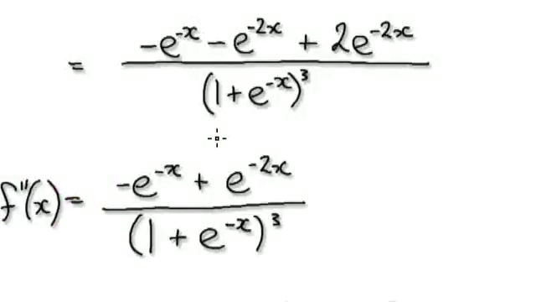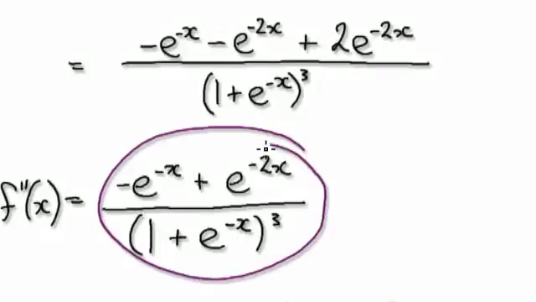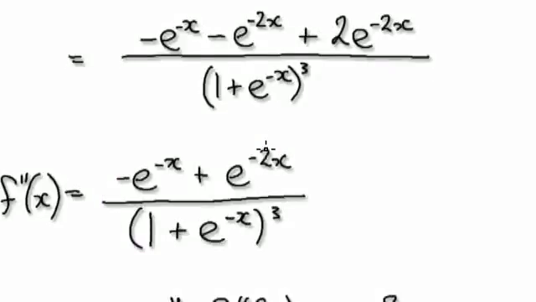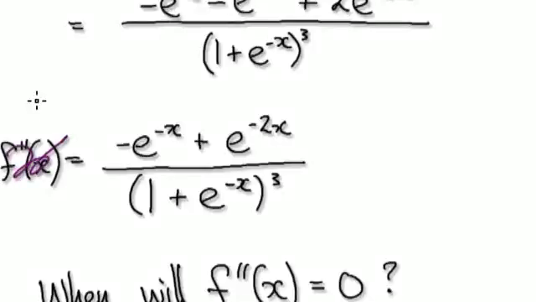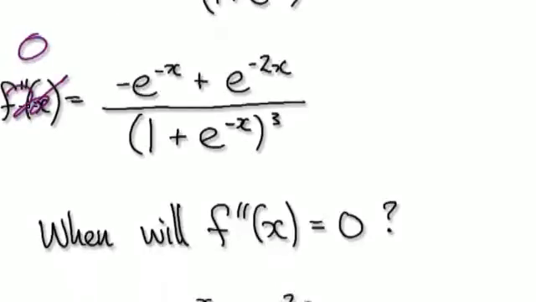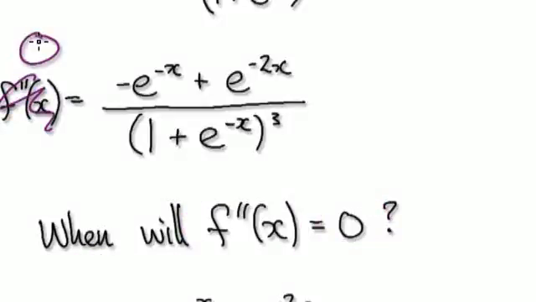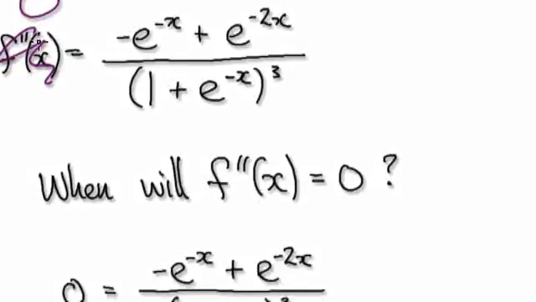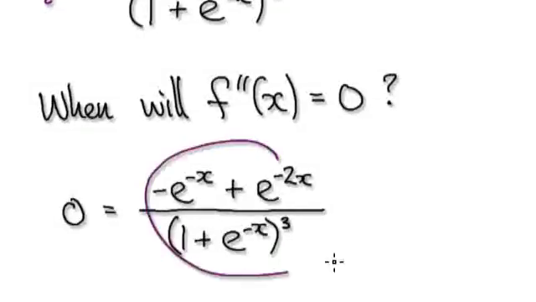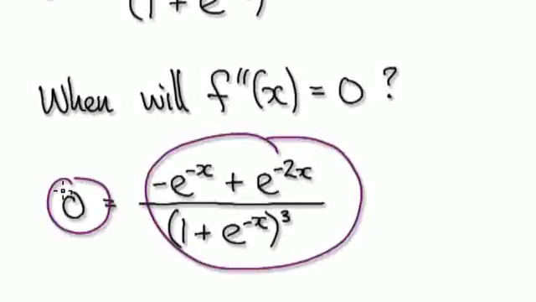Then you could ask yourself, when will this be 0? That would be our point of inflection. So the next question is, when will f double prime be 0? Set this to 0 here. That's you trying to find out when this will be 0.